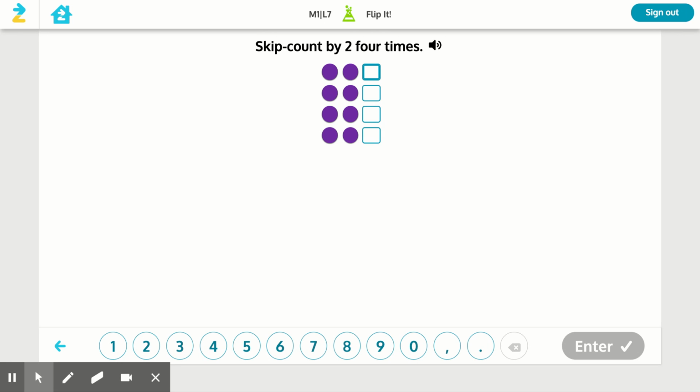All right, time to skip count again. This time, we're going to skip count by 2 4 times. Remember, for each of your numbers, you are going to place a comma between them. So, for example, if my first answer was A, which we know it's not because we're talking about numbers and not letters, I would write an A and then a comma. The next one, I would write B and then a comma. The next one is C and then a comma and then D. And then I would press enter on my Nearpod.